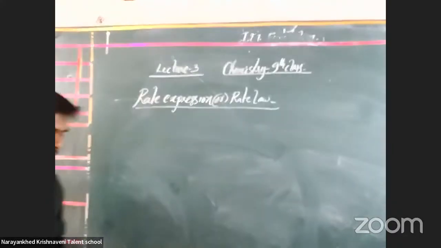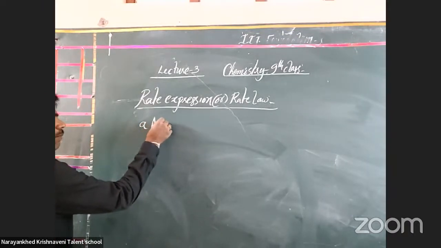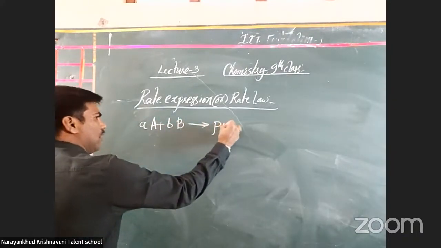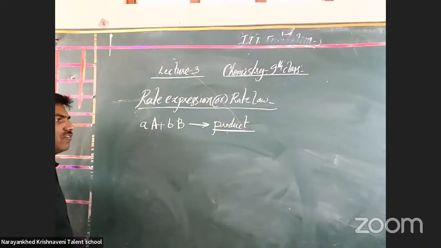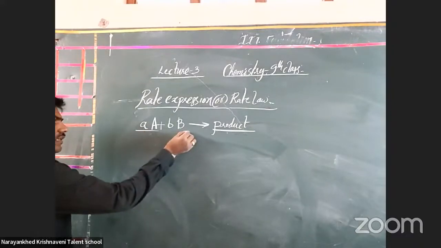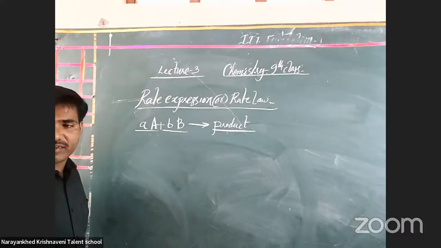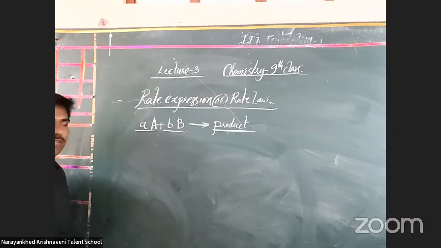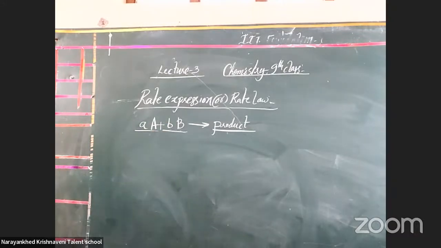Now, what example do we take here? Suppose you take small a into capital A plus small b into capital B giving products. Suppose we find out the rate law and rate constant for this. This is the first reactant and this is the second reactant. We have taken two reactants in the chemical equation. What is this small a, what is this capital A, what is this small b, what is this capital B? That is what we consider here.